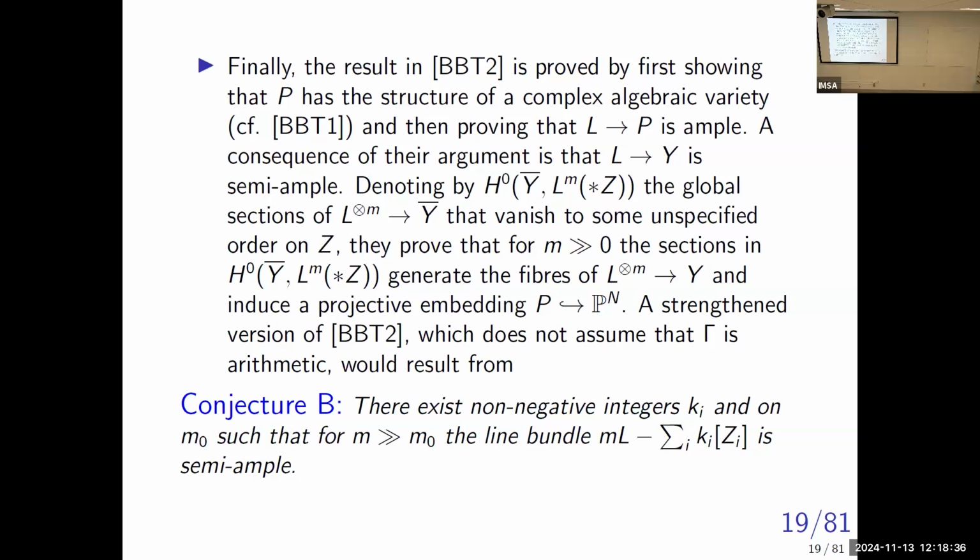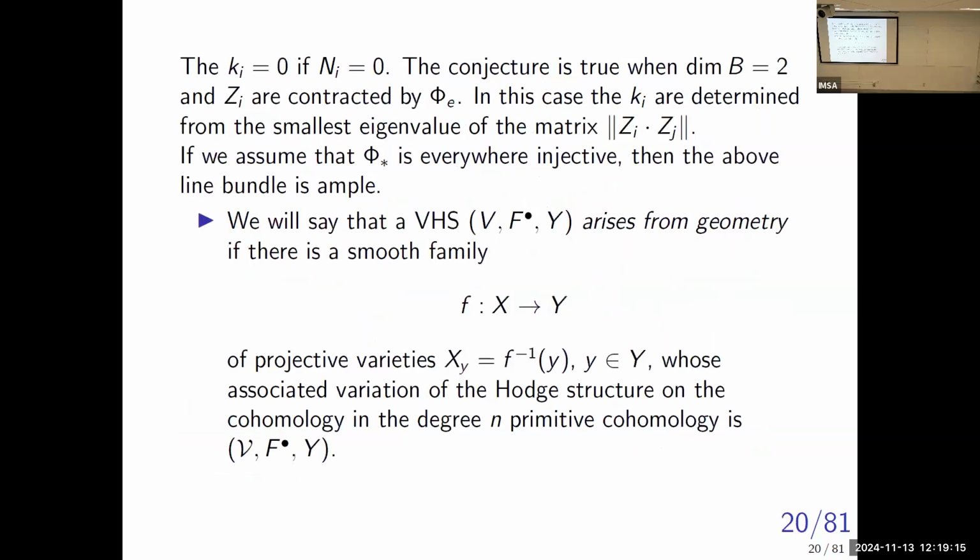And the conjecture is that a high enough power of L minus a linear combination of these is semi-ample. Okay. So the image is supposed to be projective and L is supposed to be ample on it. The domain that you started with, the pullback of L will be semi-ample, but to make the whole thing semi-ample, you have to subtract off some linear combination of the divisors.